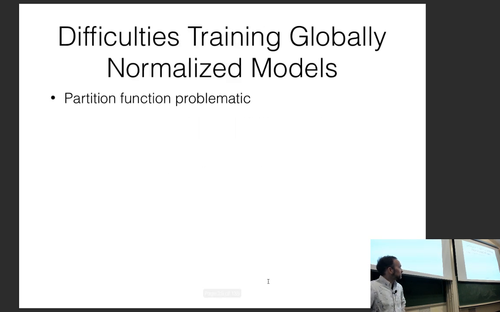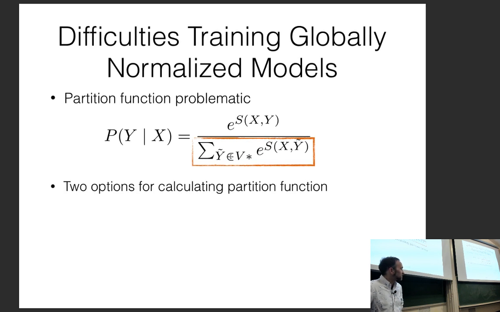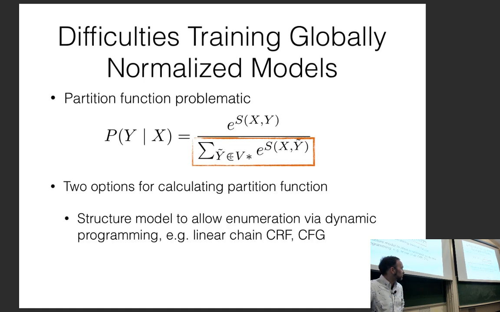So first, globally normalized likelihood. We talked about the difficulty of training globally normalized models, which is calculating the partition function. We can almost always calculate the score of an input and an output; we define it in a way that we can. But then we can't sum over all possible inputs and outputs. There are two options for calculating the partition function. The first one we talked about was to use some sort of structured model to allow enumeration via dynamic programs.